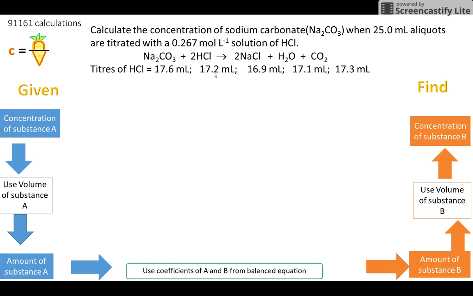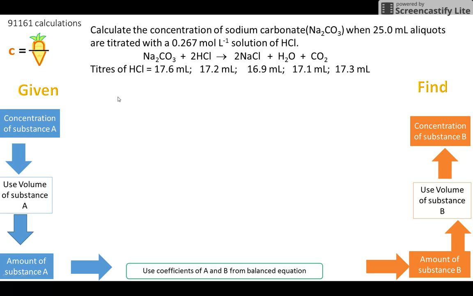Now we have to choose the best three at least, or the values that are within 0.2 milliliters. So 17.2 is too far away from 16.9. It is not within 0.2 milliliters, so we can't choose the 16.9. We're choosing the 17.2 because it's close to the 17.1 and the 17.3.